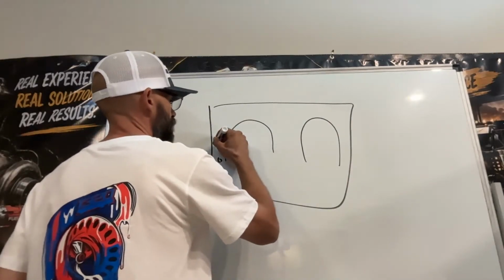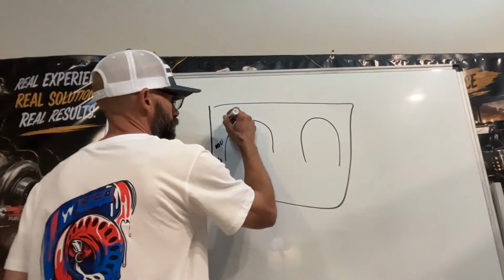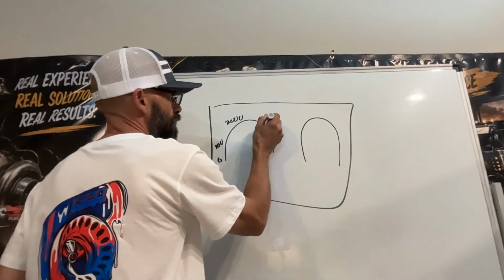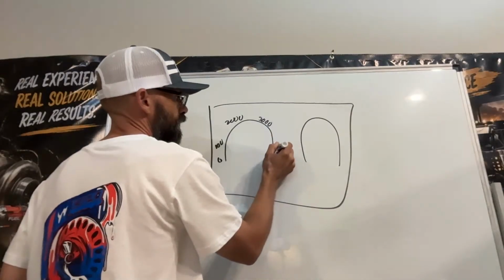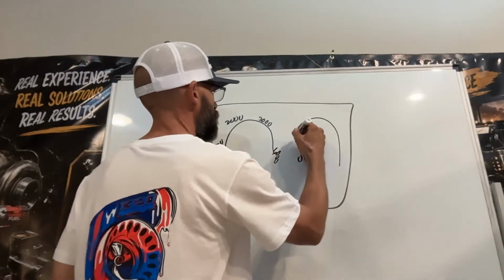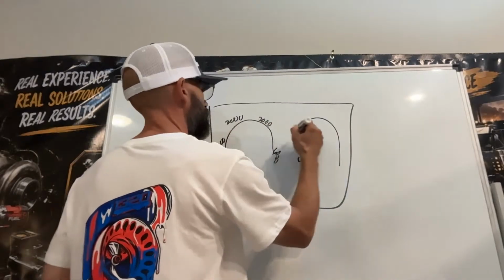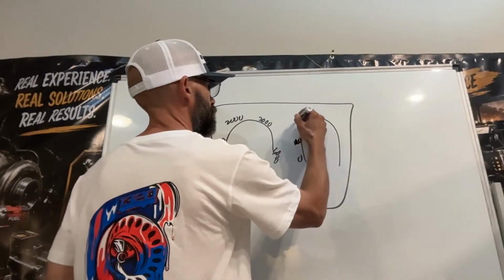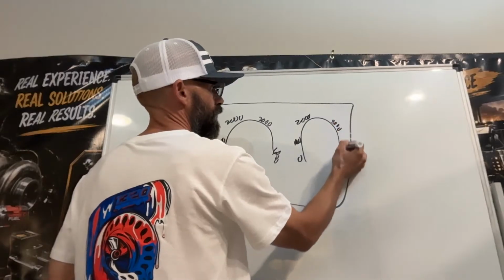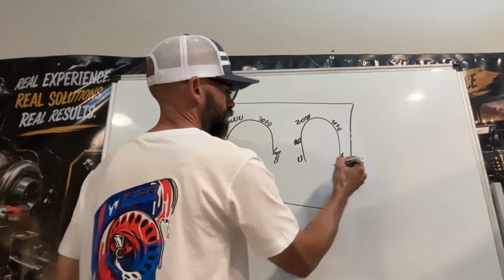0, let me say 1,000, I don't know, 2,000, right? 3,000, and then let's do 6,000, right? Same here, 0, 1,000, 2,000, 3,000, and 6,000. All right.